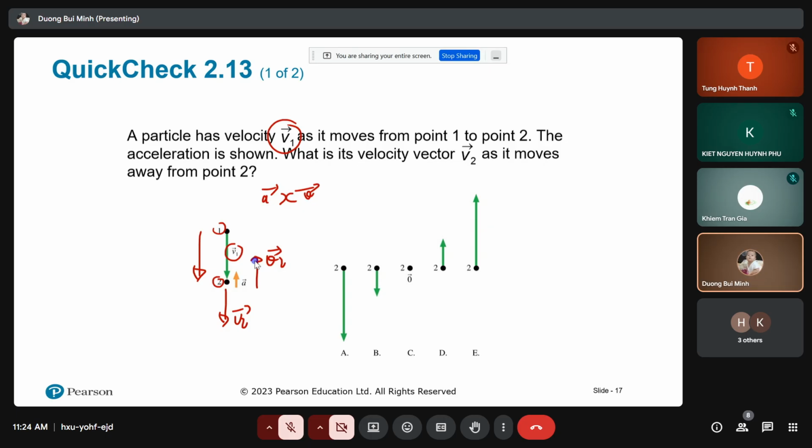Easy, right? Very easy. Có đáp án rồi biết. Continue. Female first.